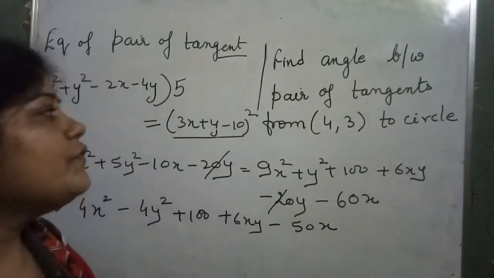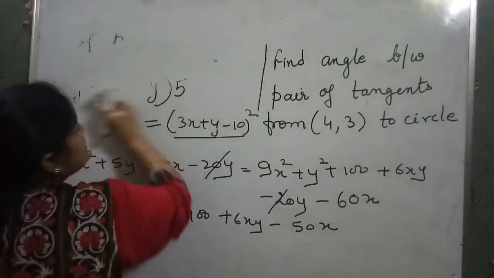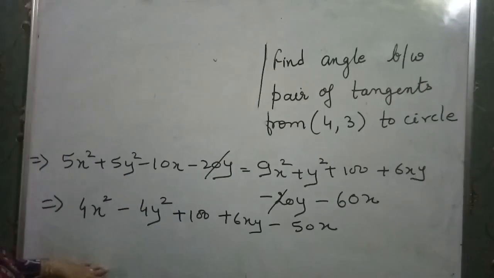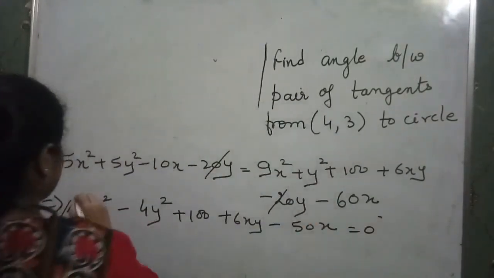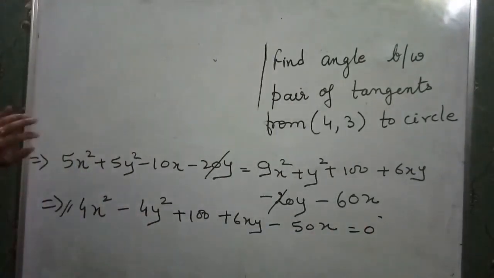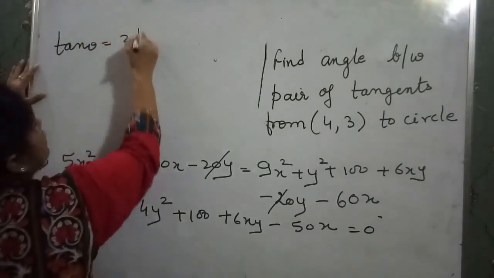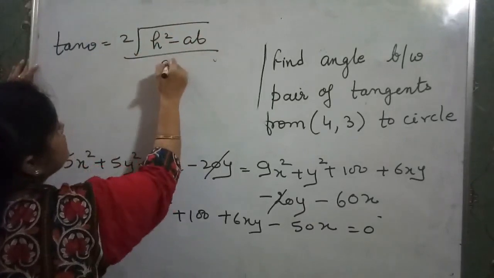Now how to find the angle between the pair of tangents? This answer is the equation of the pair of tangents. Clear? This is the equation of the pair of tangents. Now for finding the angle, we have the formula tan theta is equal to 2 under root h square minus ab, over a plus b.